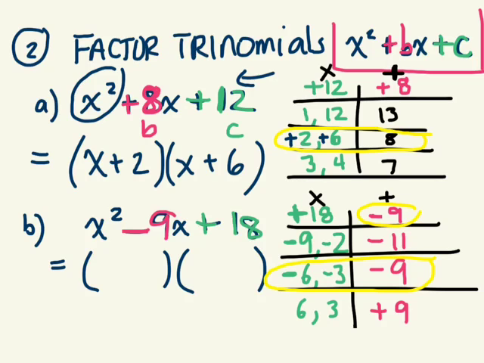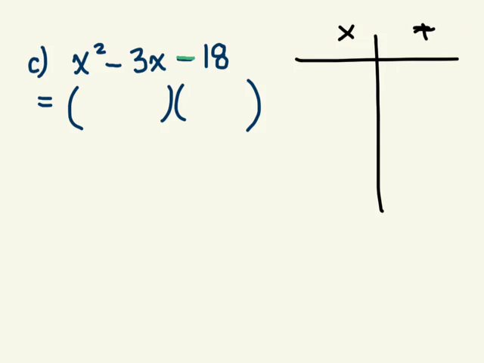So how do I write this in factored form? X minus 6, X minus 3. Okay, we're looking for two numbers that multiply to give us negative 18 and adds up to what?